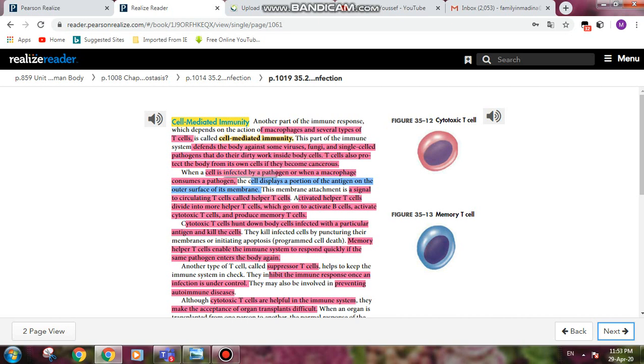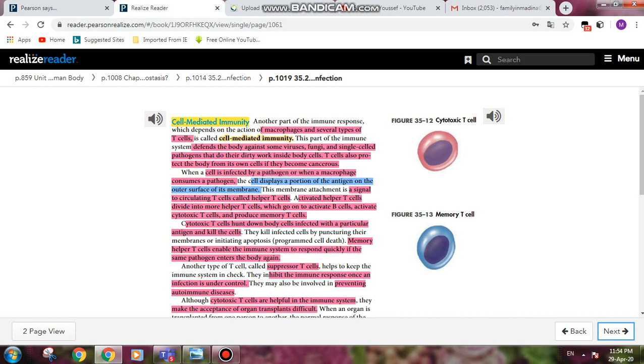Okay, this type of immune system, cell mediated immunity, defends the body against some viruses, fungi, and single-celled pathogens that are doing their dirty work inside our body cells. Whenever this antigen comes into our body cells, it can destroy the cell, it can release toxins, it can interfere with the homeostasis of our body.